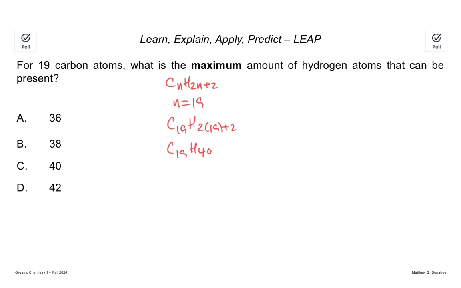We plug that into the 2n plus 2, so that gets us 38 plus 2, that's 40. So the maximum number of hydrogens could be 40.